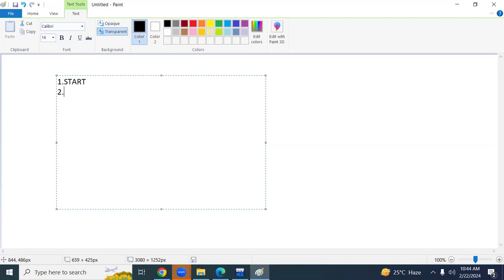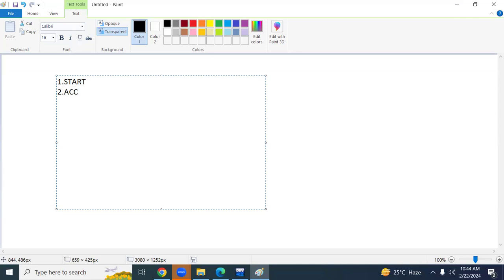Yes. The second step. First step is start. We need to start our program. Then second step, yes, we need to accept two numbers. Yes or no? Without two numbers, how can we deal with, or how can we do the addition? Are you able to understand, guys?